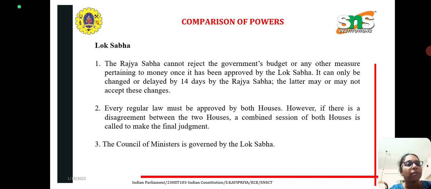Every regular law must be approved by both the houses. However, if there is a disagreement between the two houses, a combined session of both the houses is called to make the final judgment. The Council of Ministers is governed by the Lok Sabha.